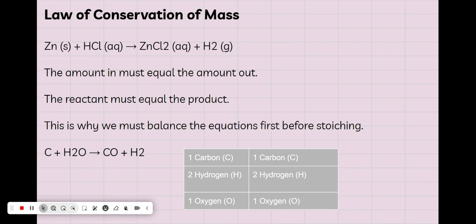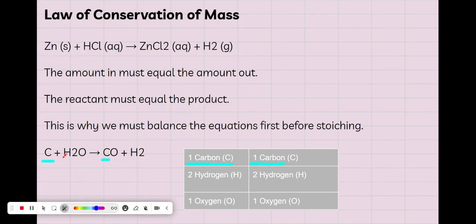So let's go ahead and look at this equation. C, carbon, plus H2O, is equal to CO plus H2. On the left side of the equation, remember we're comparing the left side of the arrow to the right side of the arrow. On the left side of the arrow, we have one carbon, and that's the only carbon we have. Now if we look on the other side of the equation, we also only have one carbon.